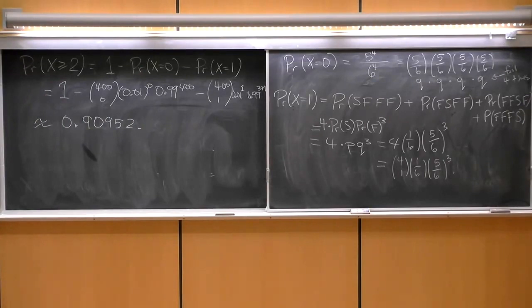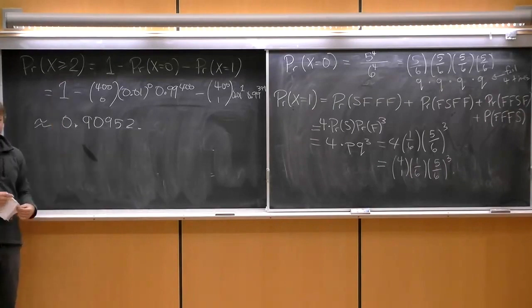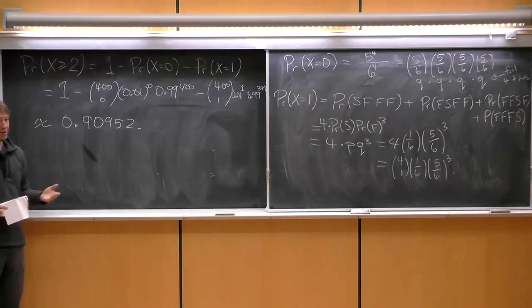Any questions about that? If you really wanted to, you could have added up 2 mistakes plus 3 mistakes plus 4, all the way up to 400. You'd get the same answer, but you don't want to do that, right?